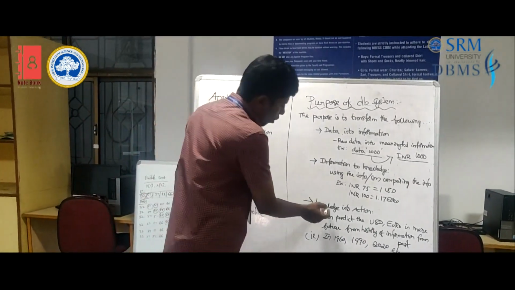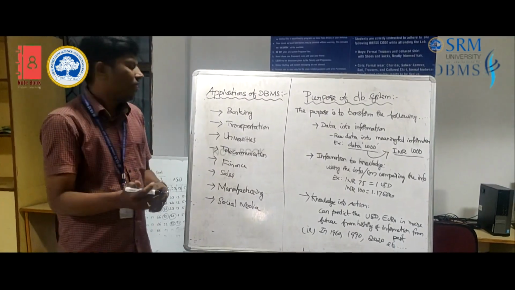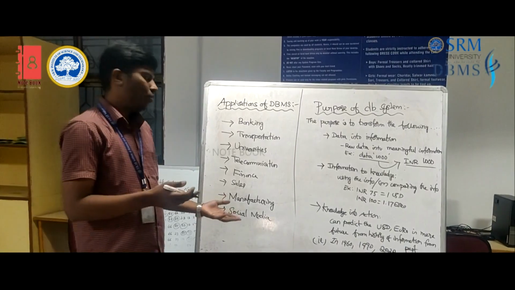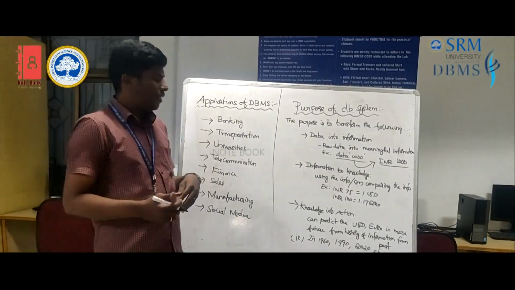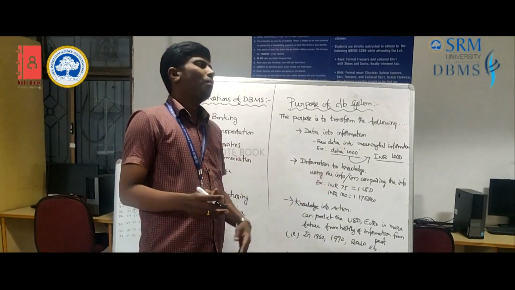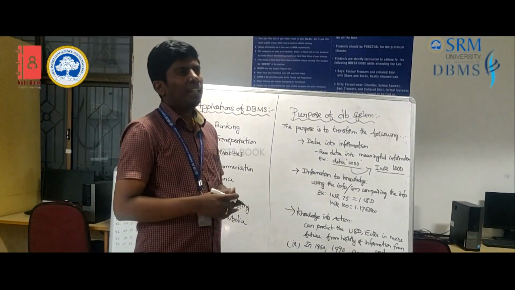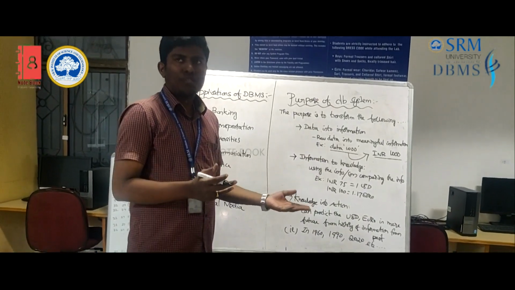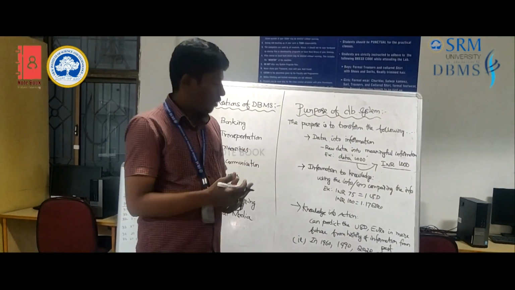Comes to the third one, knowledge to action. Transforming the knowledge into action. So we can predict the US dollar, euro, INR, and so on, from past history. For example, in 1960 or 1970, what was the value of the US dollar and the euro? We can compare the past history and come to a conclusion.